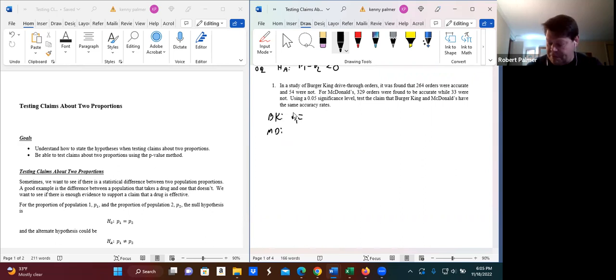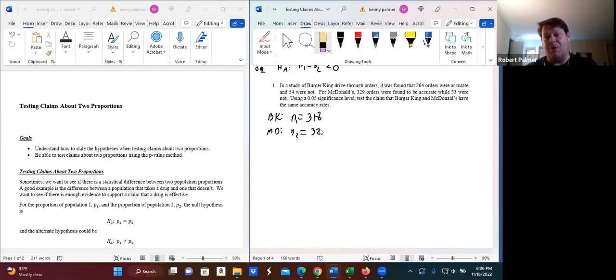So it's going to be 54 plus 264, and that's 318. So that's n1, 318 total orders for Burger King. Then McDonald's, let's do the same thing while we're here. For McDonald's, it was 329 found accurate and 33 were not, plus 33 is 362.